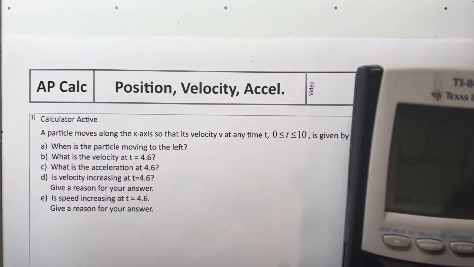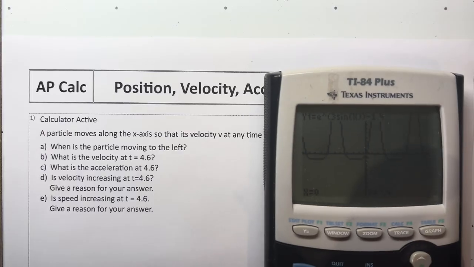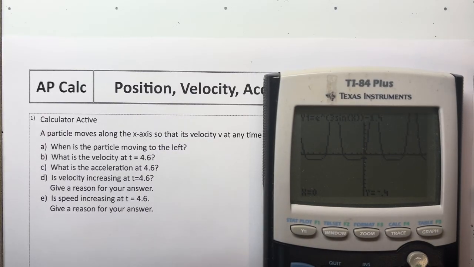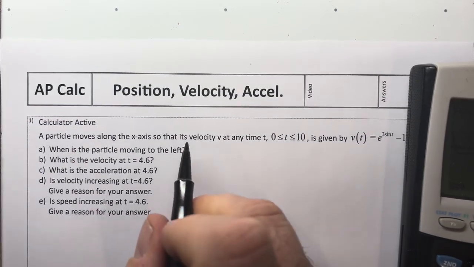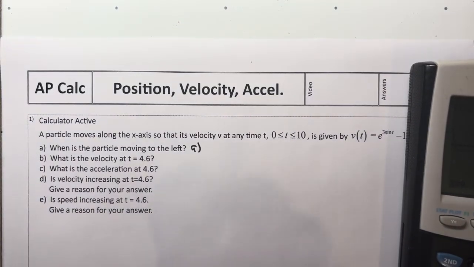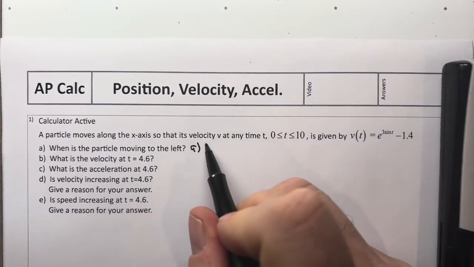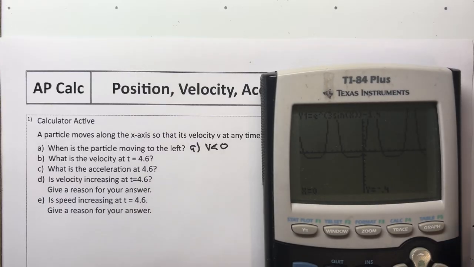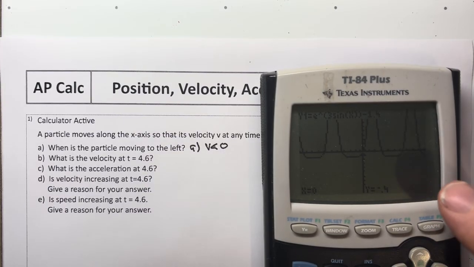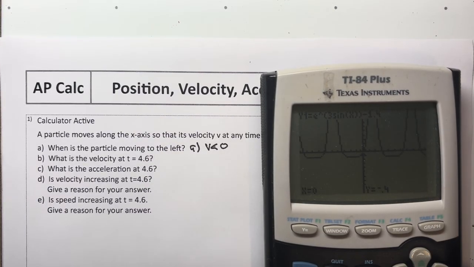Okay, so let's answer some questions. When is the particle moving to the left? Well, that's going to be when velocity is less than 0. We always want to label your answers. We could use a calculator, so we want to show that we know that that's when velocity is less than 0. We already saw that it starts off below the x-axis.